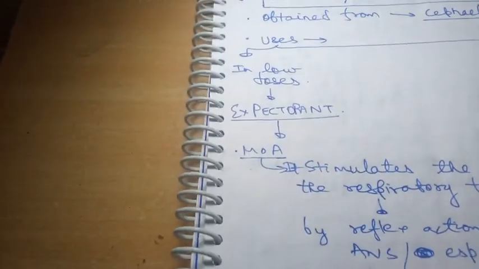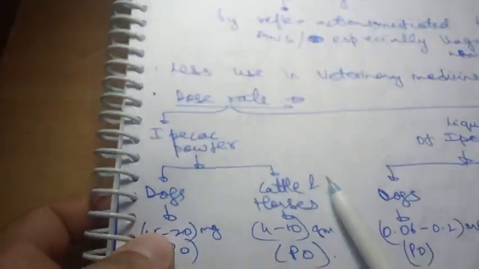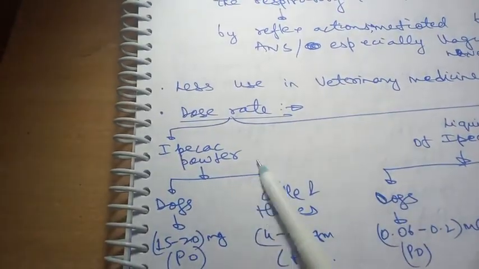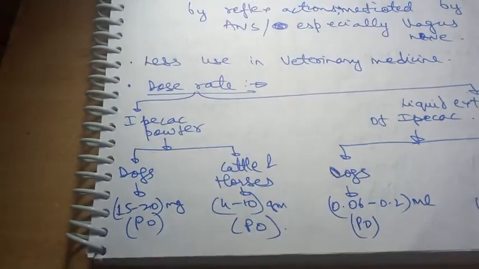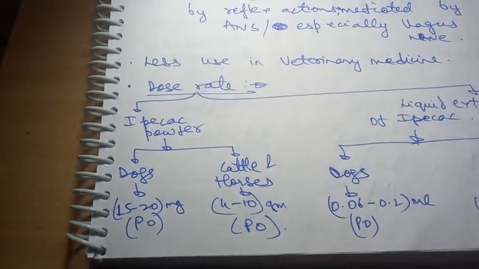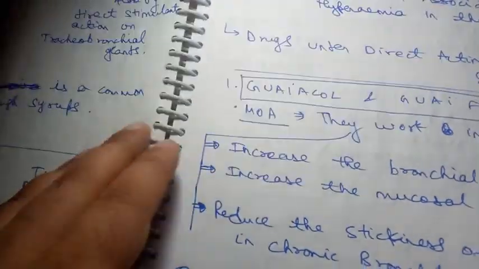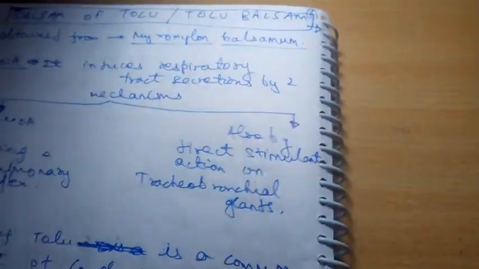But this is less used in veterinary medicine. No reason, I don't know why. But these are the dose rates. They are important to learn, but we can just memorize them. We cannot do anything about dose rates. Alright, let's move to the other drugs.